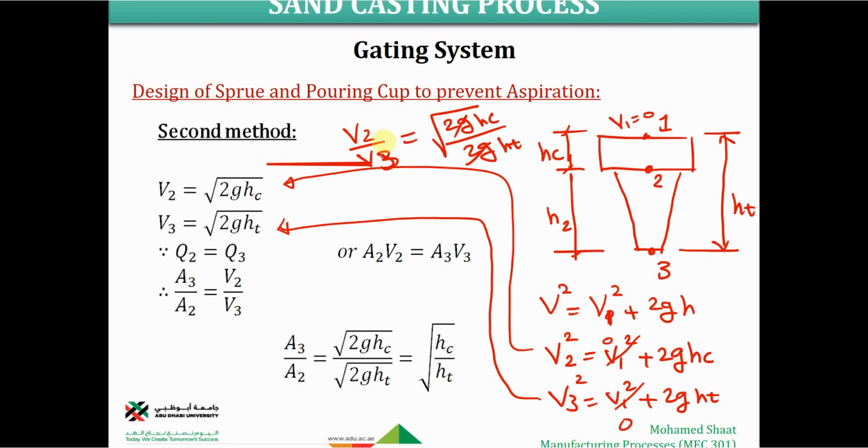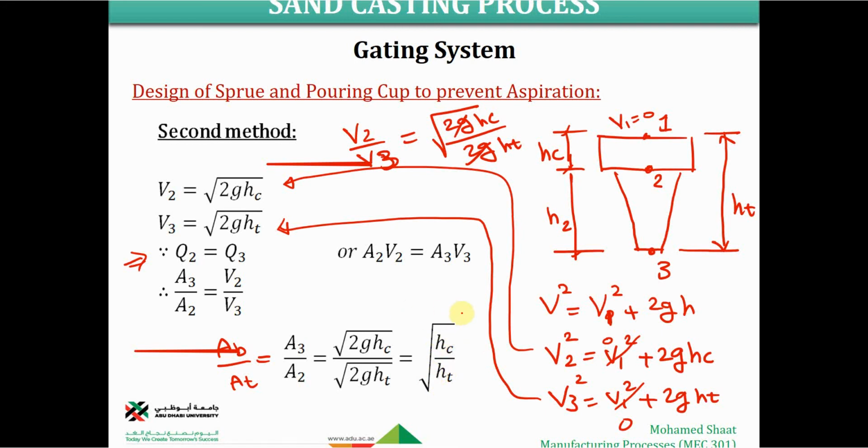Now we have to define the velocity ratio in terms of the area ratio using the volume flow rate. The volume flow rate at area 2 should equal the volume flow rate at area 3. So q2 equals q3. This gives us area 2 times v2 equals area 3 times v3. If you divide area 3 over area 2, this should give us v2 over v3. So then plug this relation here, you're gonna end up that A3 over A2, which is the area of the bottom to the area at the top of the down sprue, equals the square root of hc over ht, as we discussed.